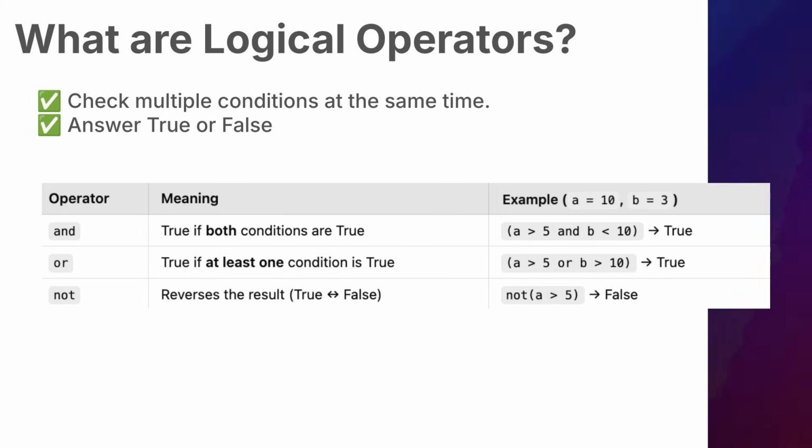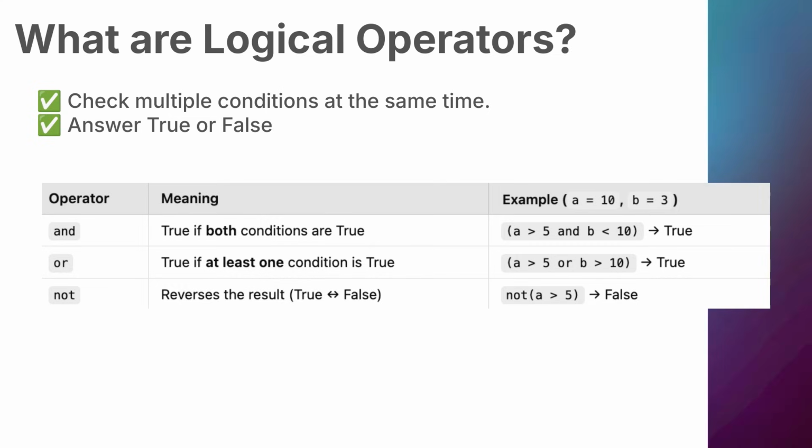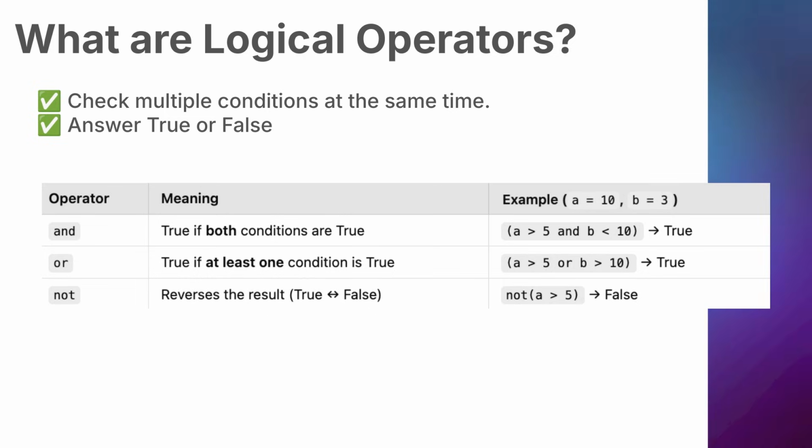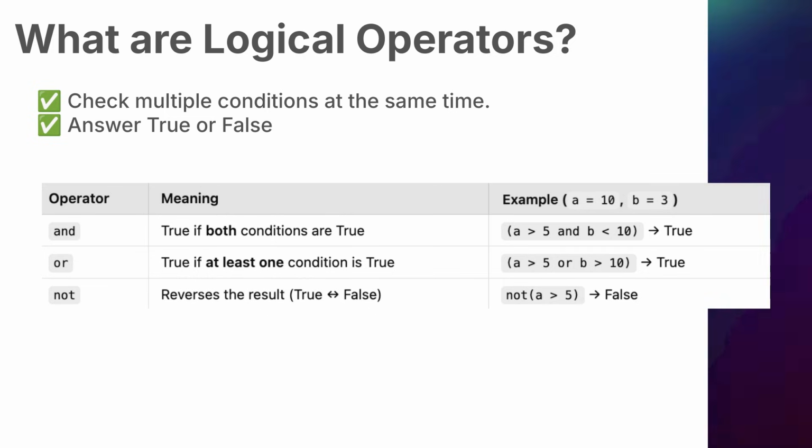First, and. Both conditions must be true. The condition is: a greater than 5 and b less than 10? Both are true, so the output is true. If one is false, the answer is false. Next, or. At least one condition must be true. The example says, is a greater than 5 or b greater than 10? A greater than 5 is true, so the answer is true. Next, not reverses the condition. The example says it's false, because a greater than 5 is true, but not makes it false.